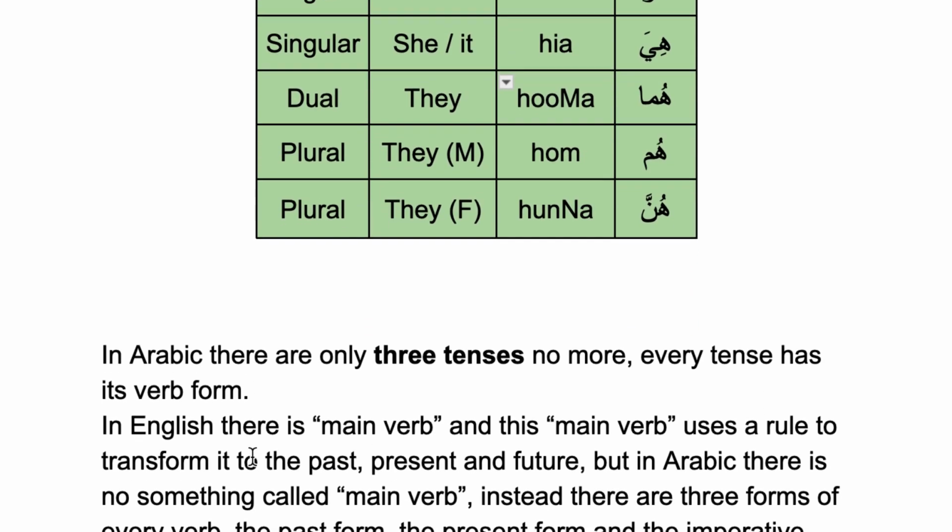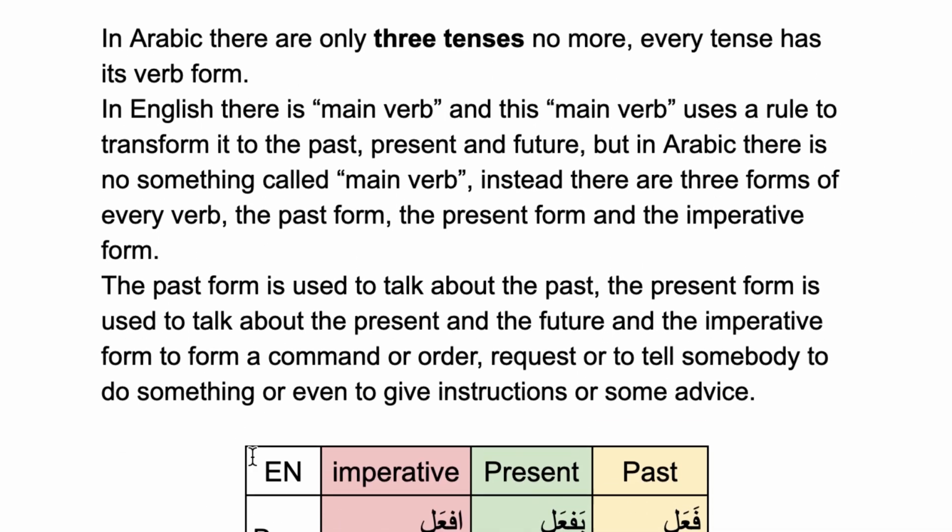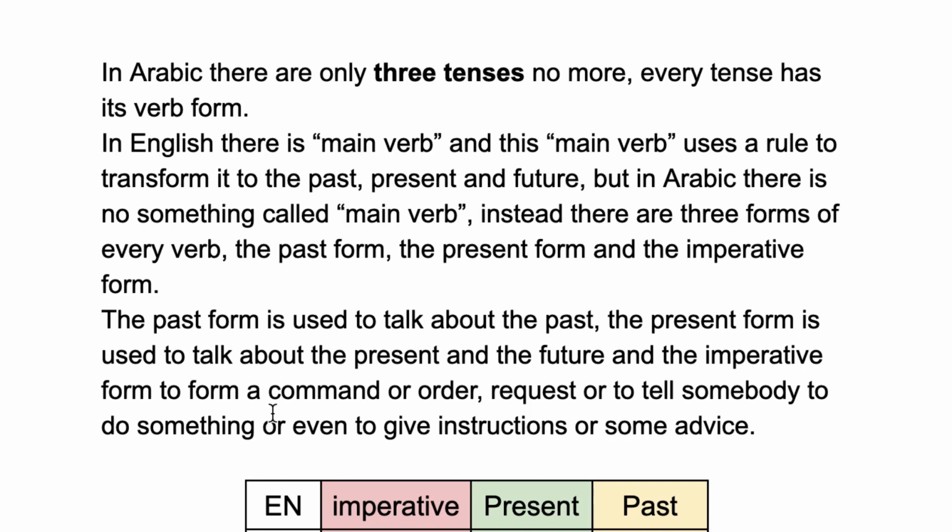Now let's move to the next, which is the verb in Arabic. In English, there is something called the main verb, for example do, eat, drink. And there is a rule for regular verbs like drink, which is the ed. If you add the ed at the end of the word, it makes the verb past. Also in English, there are 12 tenses.